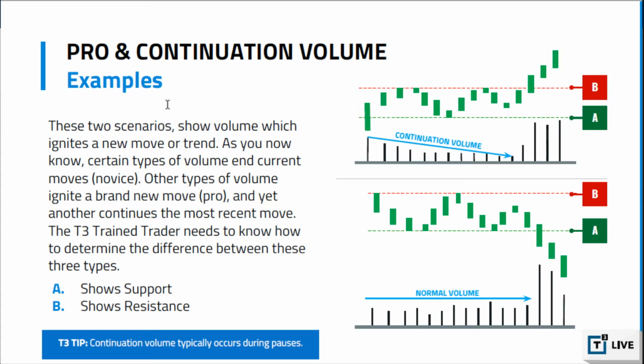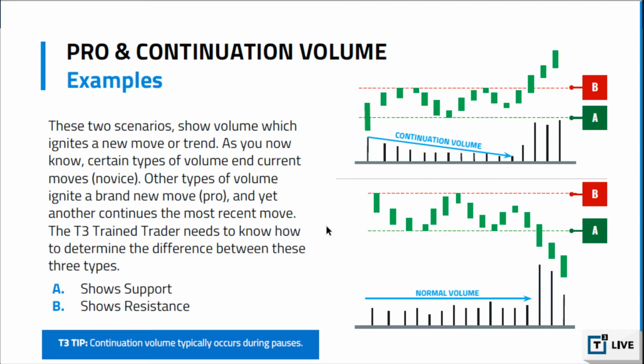So let's read. These two scenarios show volume which ignites a brand new move when it breaks out of the base. That's the spike in volume. That's pro volume. Or when it breaks under the base, that's pro volume also. As you know, certain types of volume end current moves, that's when it's novice. Other types of volume ignite a brand new move, and that's pro. And yet another continues the most recent move, and that is called continuation volume.